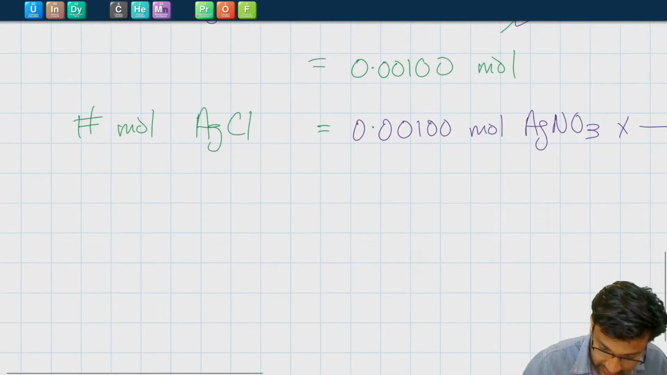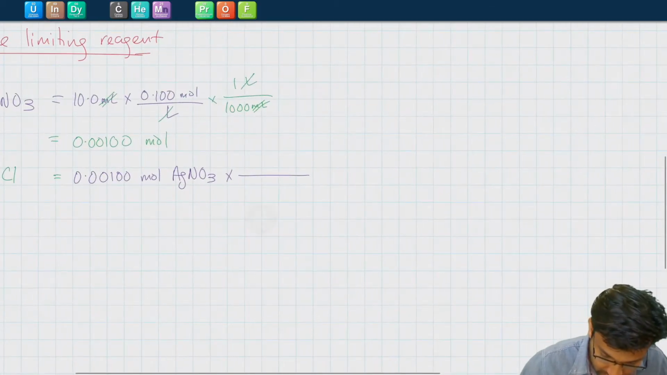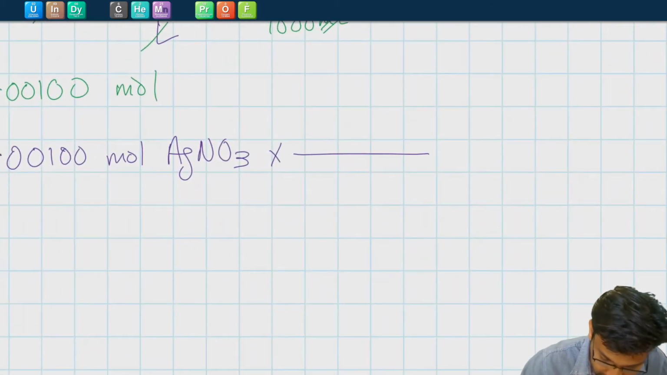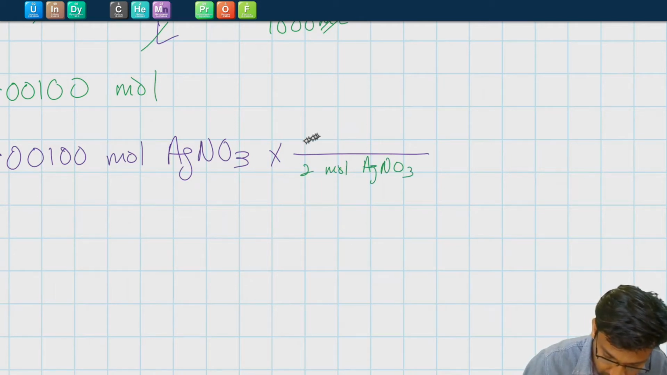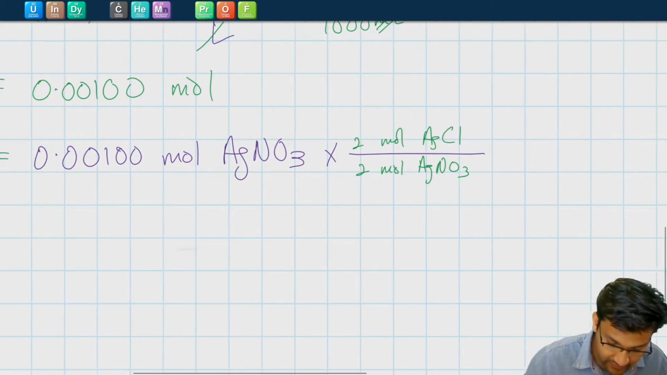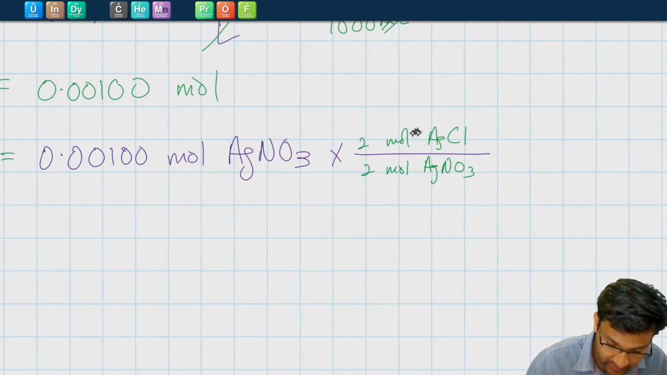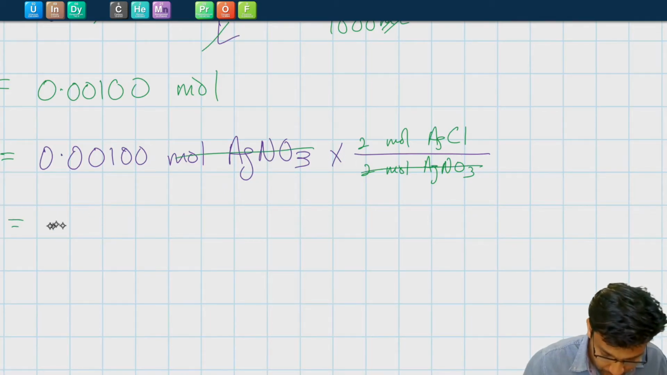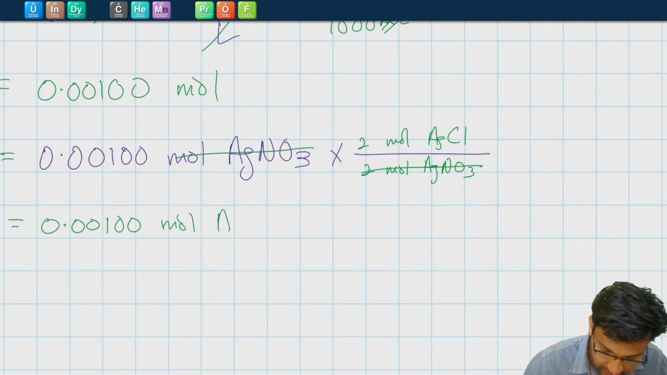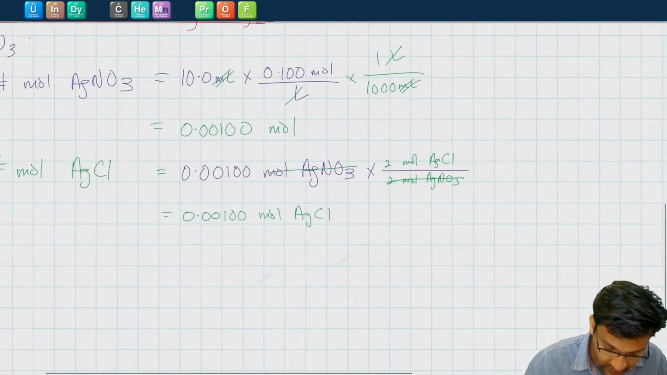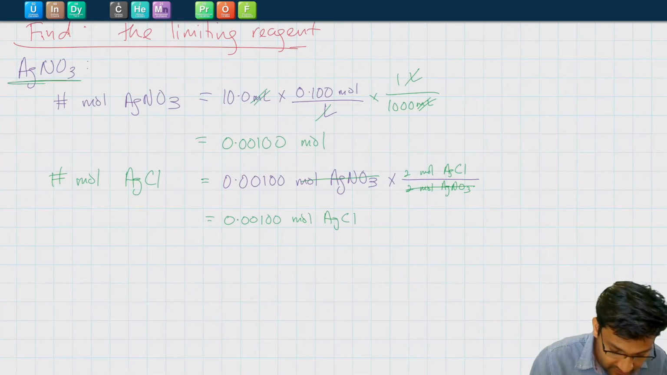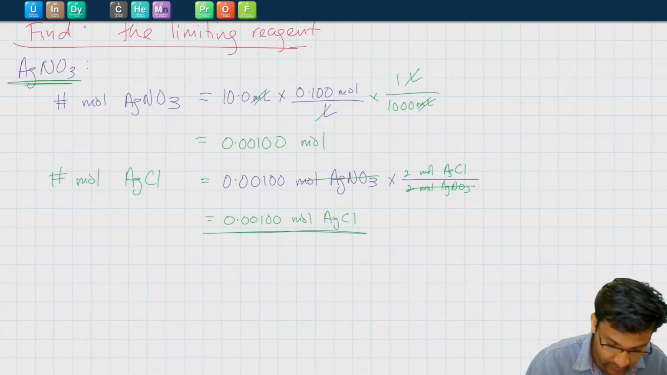So let's put that in our equation. For every 2 moles of silver nitrate, we form 2 moles of silver chloride. That's how we can convert from moles of silver nitrate to moles of silver chloride. That cancels out, and we'll end up with 0.00100 moles of silver chloride. So if we used up all of our silver nitrate, this is how much silver chloride will form.